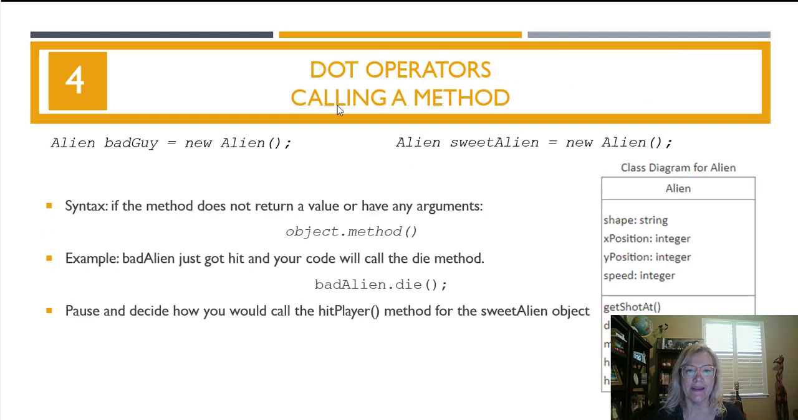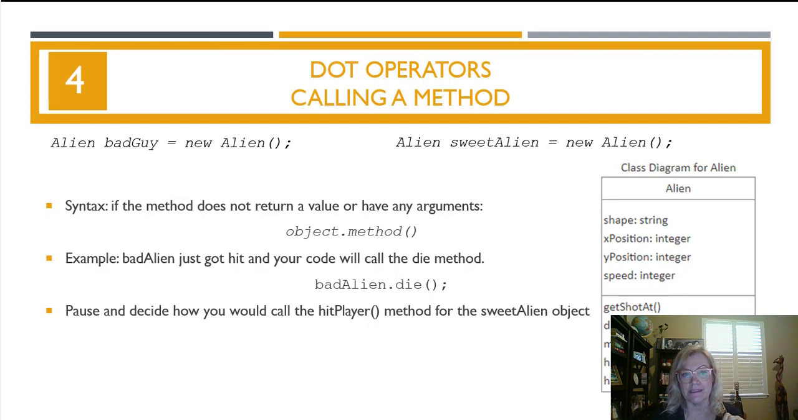Let's look at how you would use the dot operator to call a method. Now you have an object and it needs to behave a certain way. So we have our two objects, bad guy and sweet alien. The syntax is very simple as long as the method does not return a value or have any arguments. We make it more complex throughout the semester. But you're just going to do the object name, bad guy. I wrote bad alien there. That's a mistake. Bad guy dot method name.